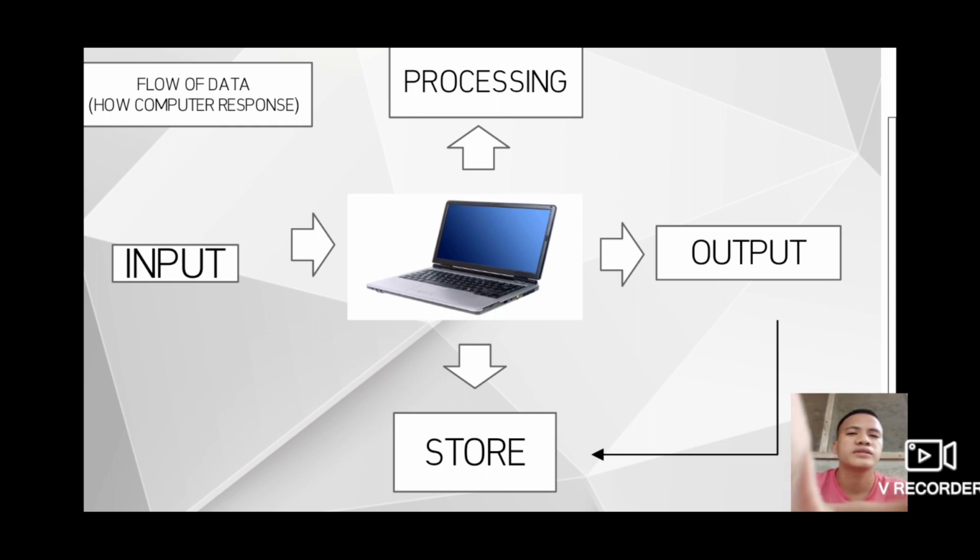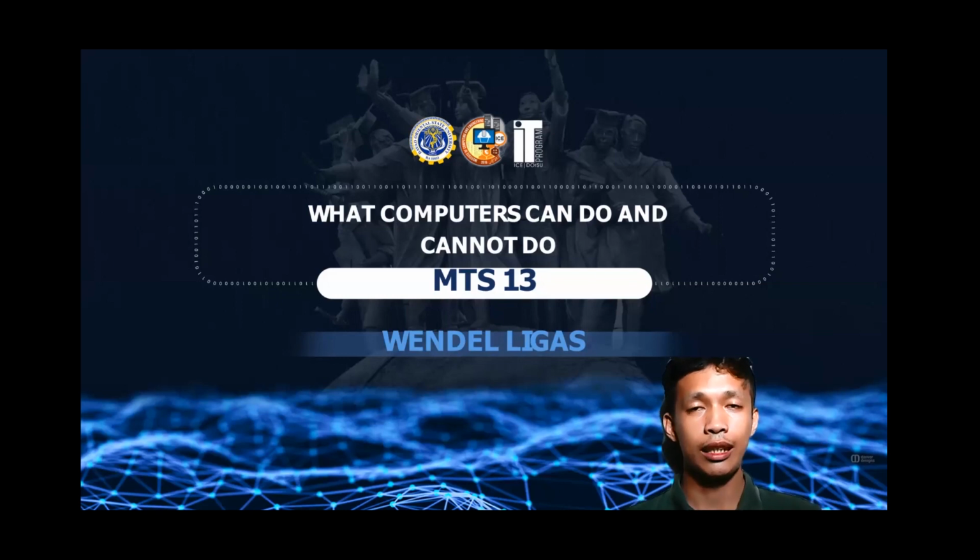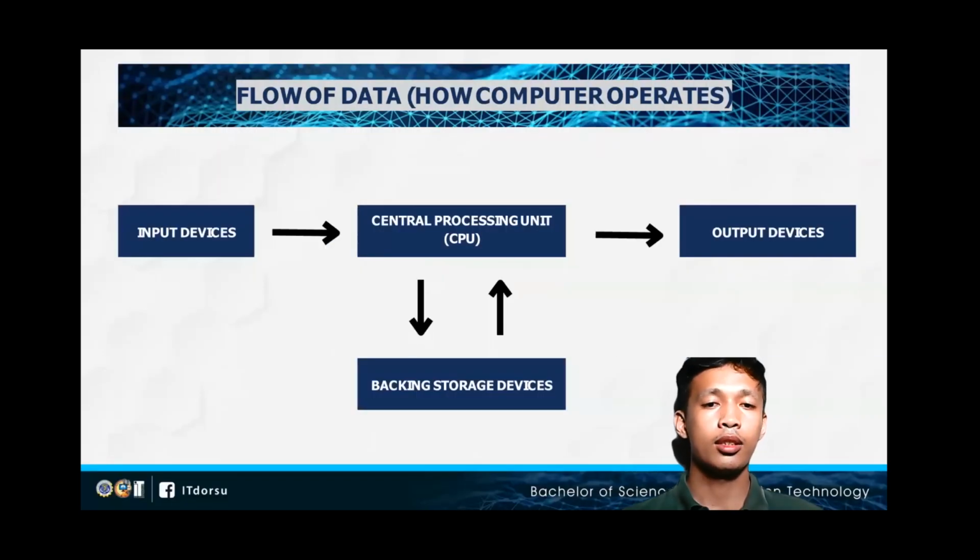God bless. Today, sir, my name is Rodel Alegado, and I'll be the last reporter of Group 1, and we'll talk about what computers can do and cannot. Let's proceed to the first slide. So, flow of data and how computer operates. We have the input devices, the central processing unit, the backing storage devices, and output devices.